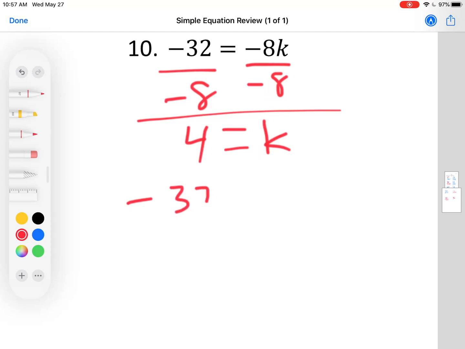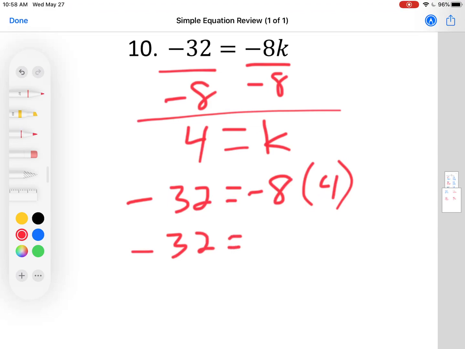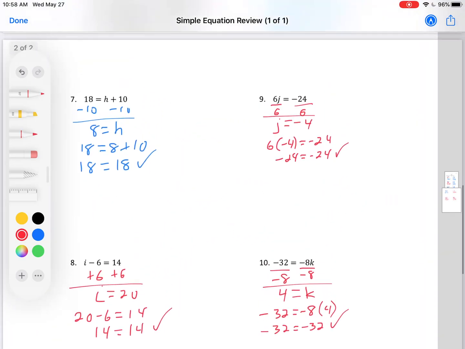Check step. Negative 32 equals negative 8 times 4. Negative 32 is negative 32. Negative times positive is negative. 8 times 4 is 32. Not 34. 32. Yay! And that's all of them.